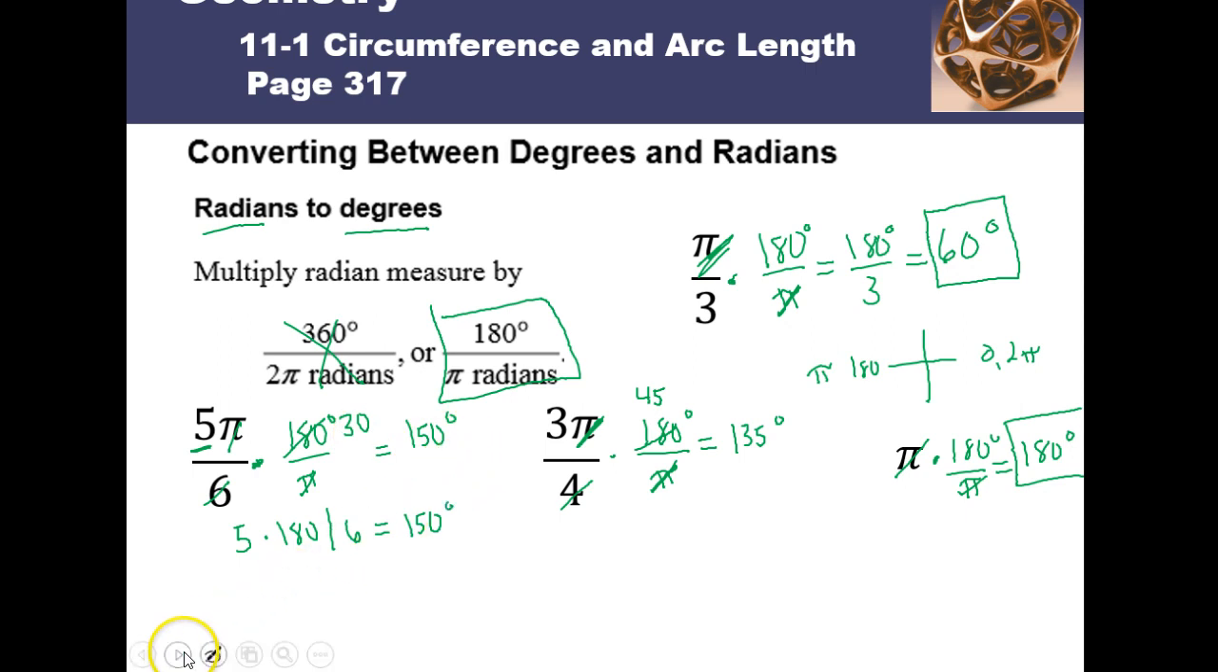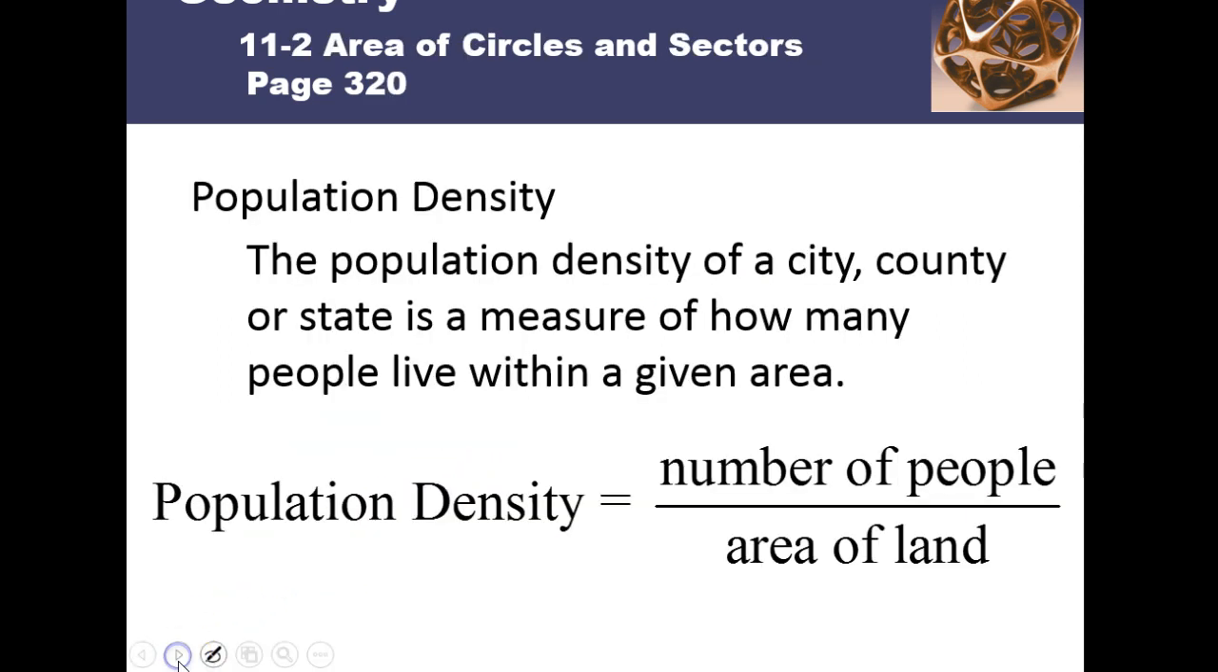Okay, so the next slide. This is on page 320, and this is 11-2. We went from page 317 before to now page 320, and here's the definition of population density. I want you to actually write this formula down too. The population density is the number of people divided by the area of the land.